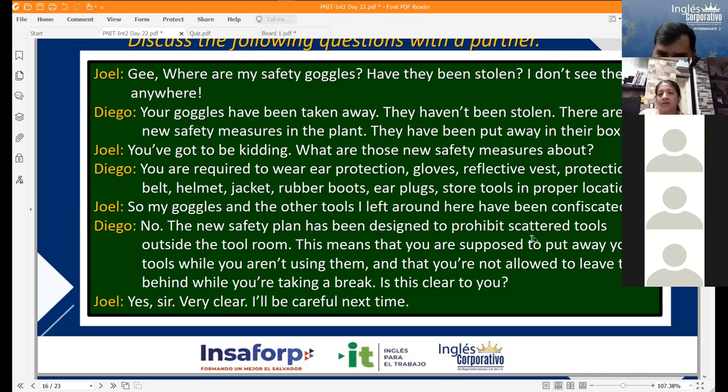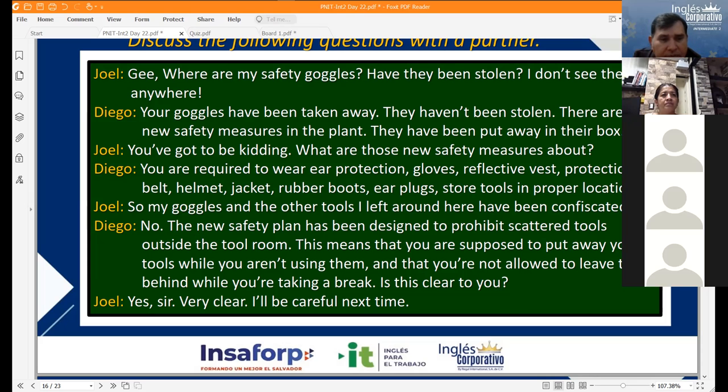Teacher, what is scattered? Scattered is placed in different locations. Like one is in the middle of the room, the other is in the corner, the other is in another place.